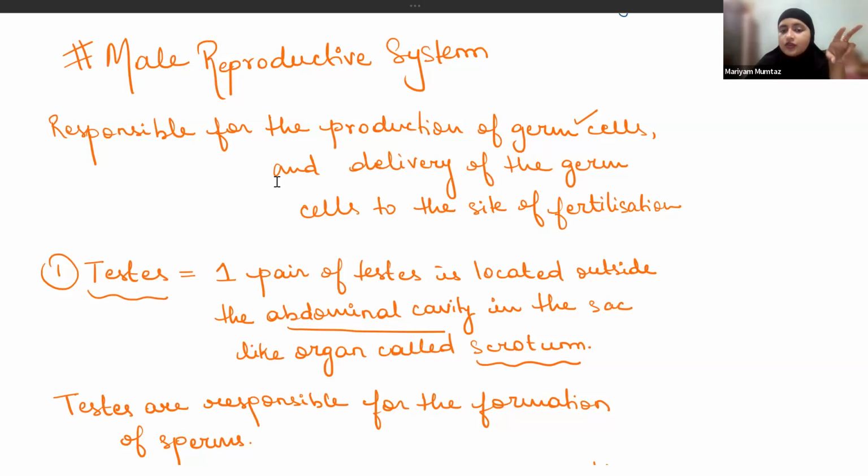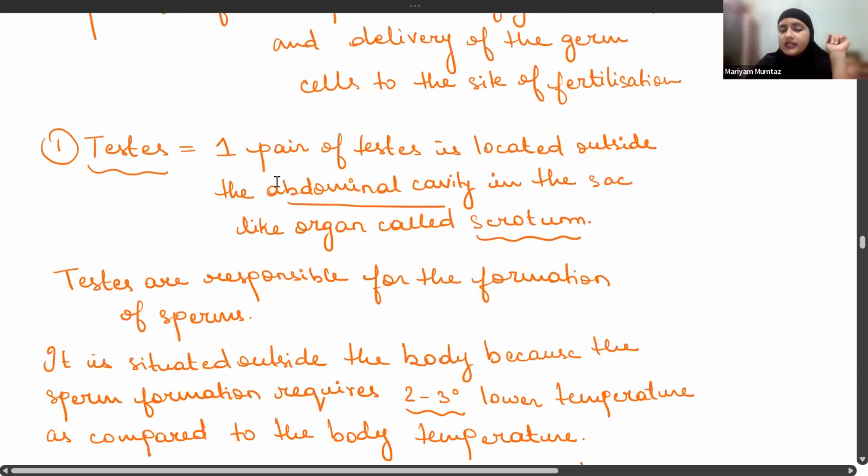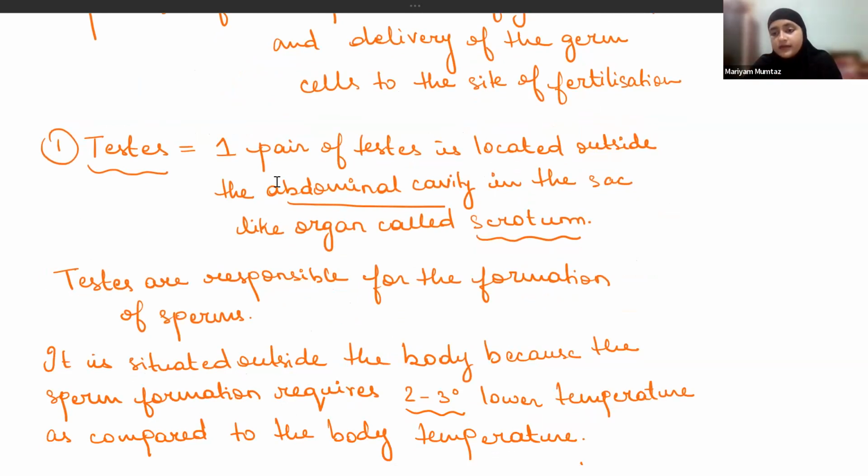Okay, so these are the two roles of the male reproductive system. First is to produce the germ cell, then is to deliver the germ. Now, in the case of males, the primary sex organ is testes. It is the primary sex organ. In the case of females, the primary sex organ is ovaries. So let us talk about the testes.